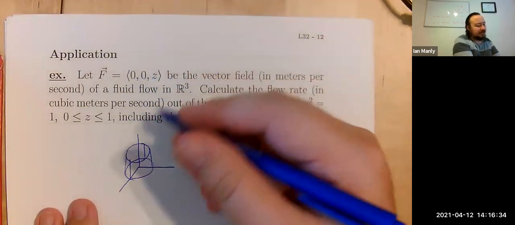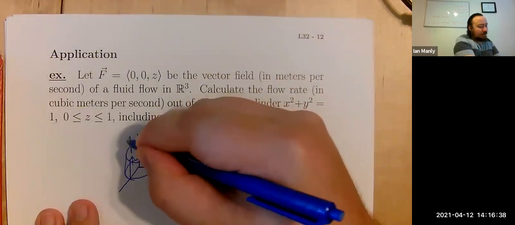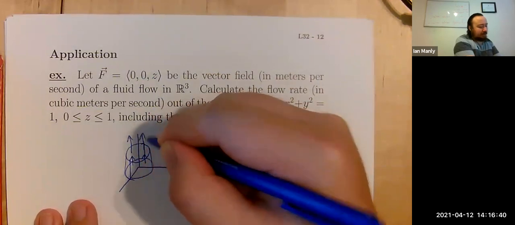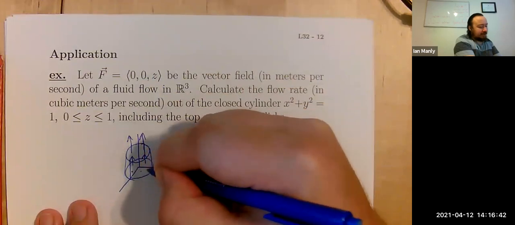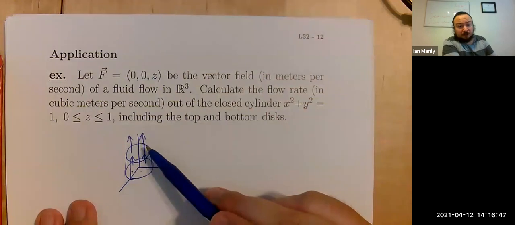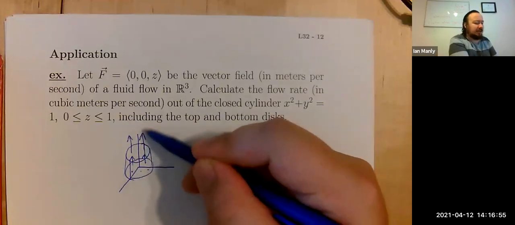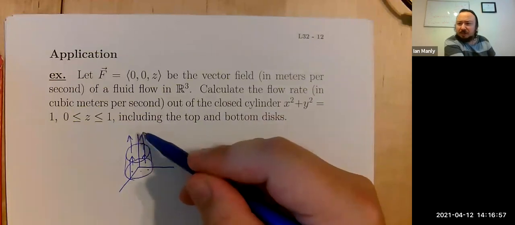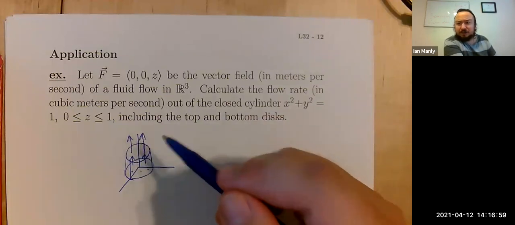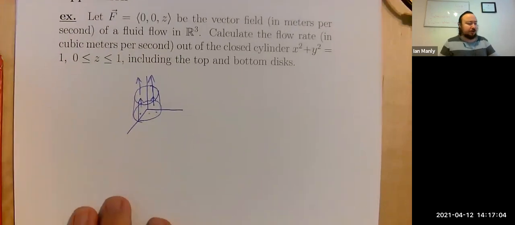It's just 0, 0, z. So the further up in z we are, the more our arrows will point up. So we have bigger upward arrows here, and then we have 0 vectors down on the bottom here. So this is what our fluid flow looks like, and we want to calculate the net amount of fluid that's coming out of our cylinder. It definitely seems like some fluid's coming out of our cylinder. It actually looks like it's mostly coming out of the top here, according to this picture. But let's go ahead and do a surface integral to know for sure.